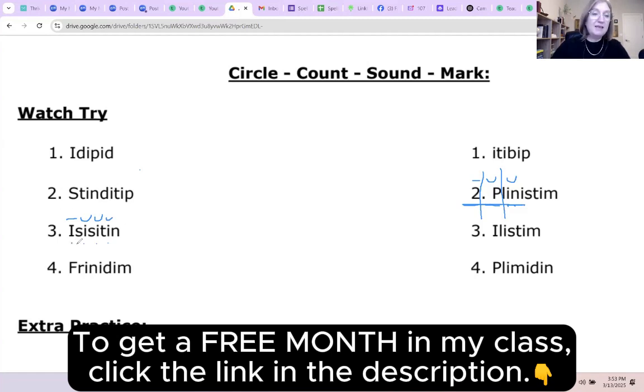So we have I, s, I, t, I, n. This is a doozy. This is hard for me, and I love words. Let me go nice and slow. Ice, isis, isisit, isisiti, isisitin.